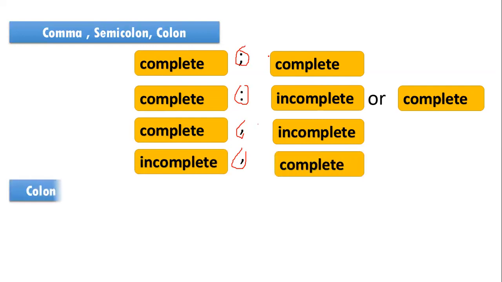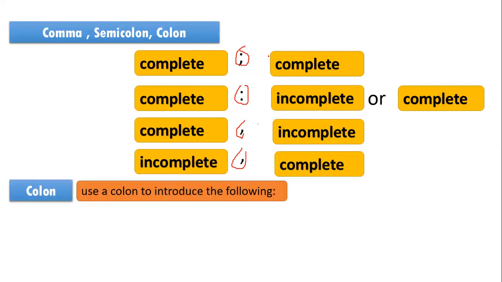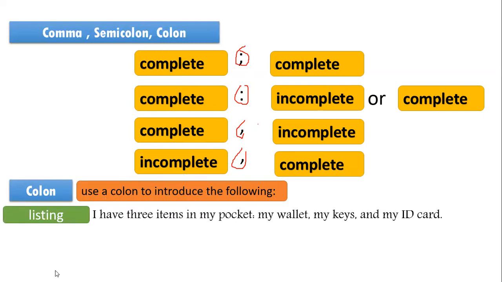Okay, what do we use the colon for? The colon is used to give a listing like this. I have 3 items in my pocket. What items do you have in your pocket? 1, 2, 3. These are the items in my pocket. That's why I'm using a colon here, because this is listing this.